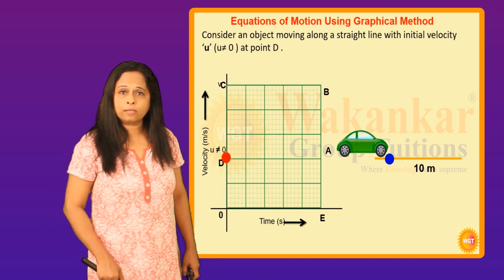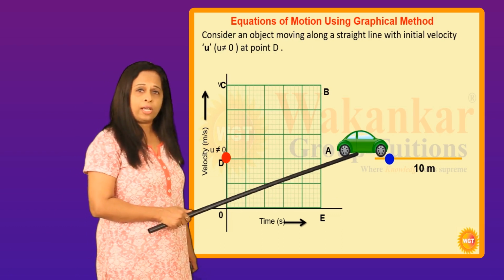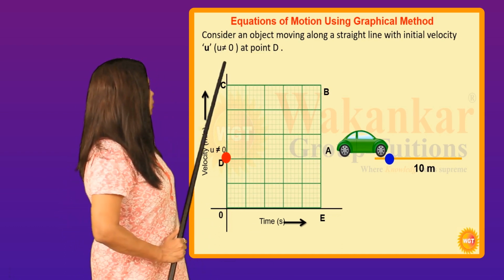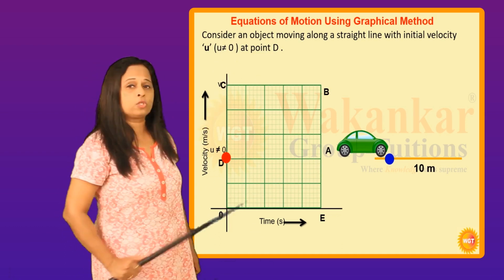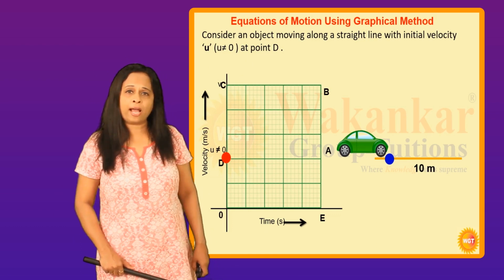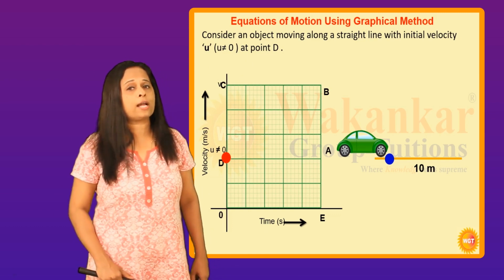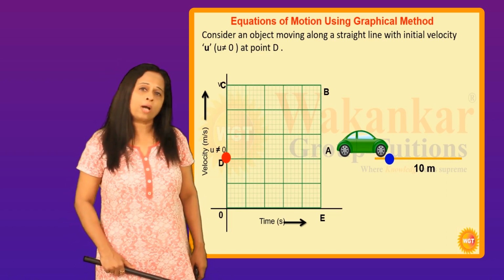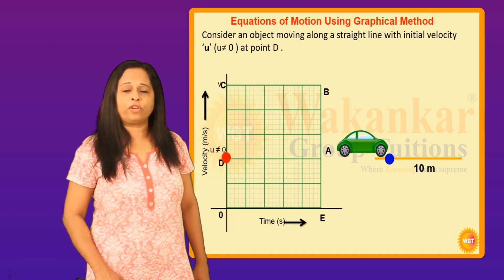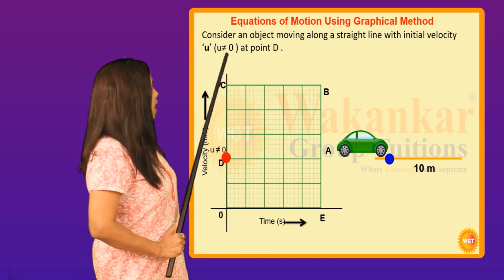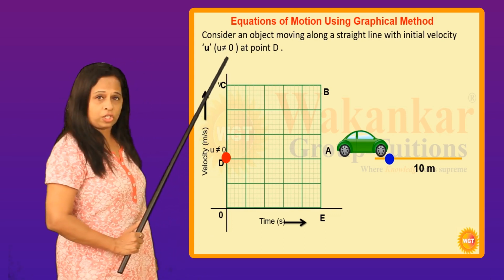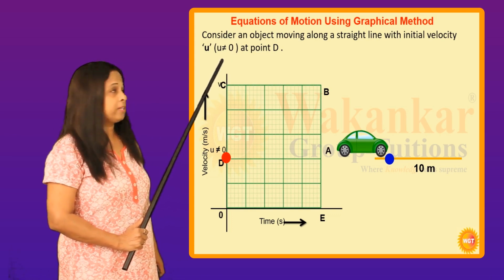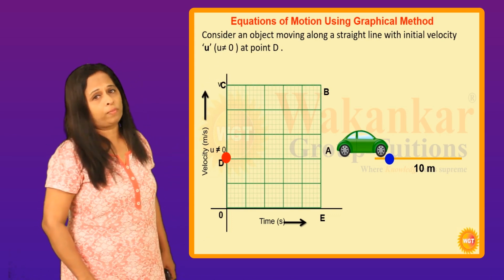Let us understand. Consider an object. The object can be this car. If this car is moving with some initial velocity u, here we have mentioned u is not equal to 0. What do I mean by that? The car is not starting from rest. The car is already in motion, so it has some value of initial velocity. Students, please remember this, the car is not starting from rest.